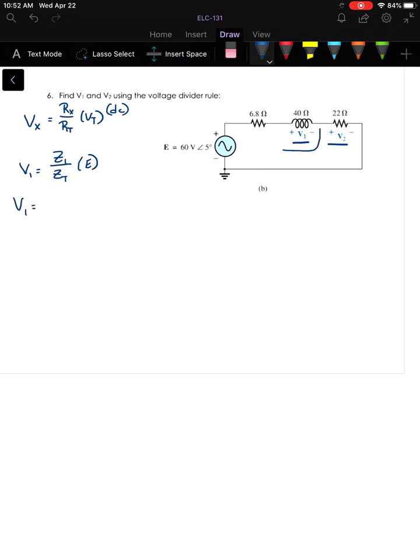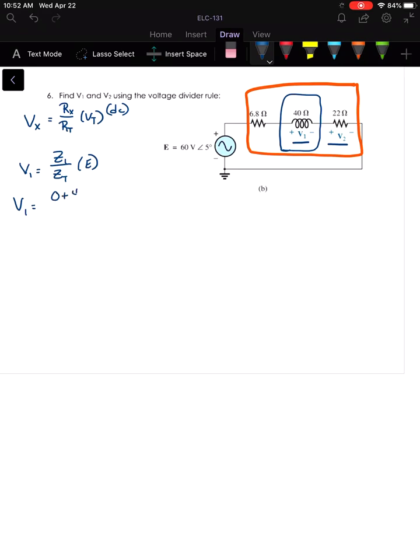Well, Z1 would be the impedance of our inductor here, which is 40 at 90 degrees, or you could say 40J. And then what's the total impedance? Well, that would be the impedance of the entire divider circuit. And I'm just going to go ahead and add this. I tell you what, I'm going to do this in rectangular form.